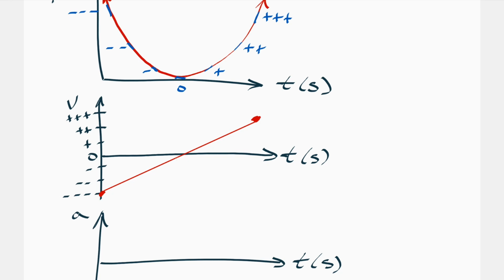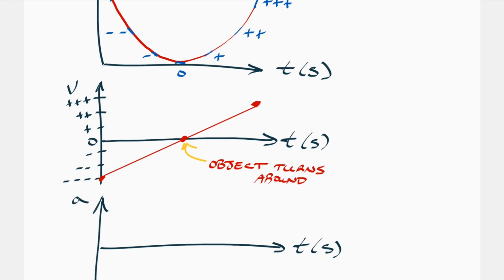Okay, and so what you can see is, like I said, anytime that we go from the negative side of the v versus t graph to the positive side, or vice versa, if we were to go from the positive to the negative side, anytime we do that, the object is actually turning around. Okay, so object turns around here. So that gives us some information about what's physically going on here.